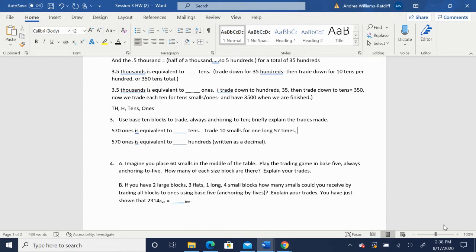Now why 57? Okay, because I know I have 570. I know eventually this is a number that's divisible by 10, so I'll be able to make whole groups of 10. If I take out 10 at a time, I'll be able to do that 57 times. Okay, now that would give me 57 longs, which is 57 tens.